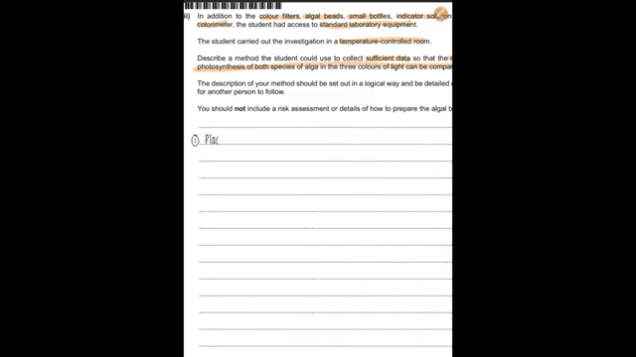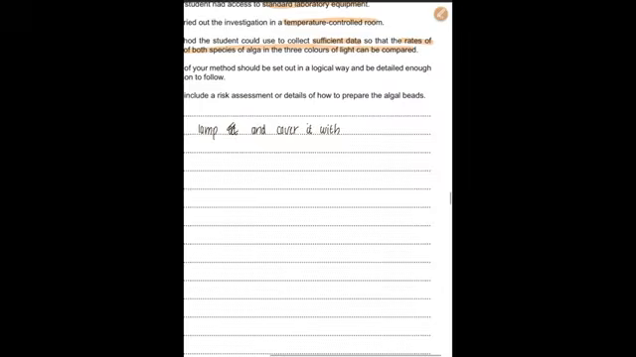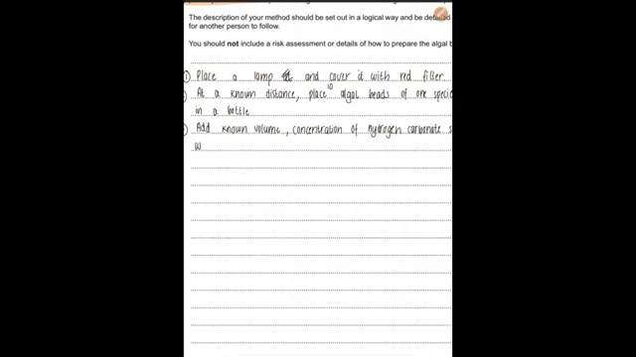Let's write down the experiment now. So the first one would be: place a lamp and cover it with the red filter. At a known distance, place algal beads of one species. We will say place 10 or 15 algal balls, so that when you're repeating the experiment, you use the same number of beads. A known volume and concentration of hydrogen carbonate solution, which is red in color.